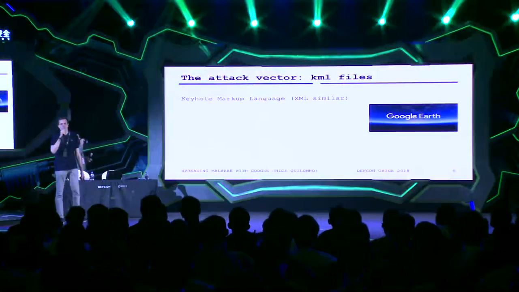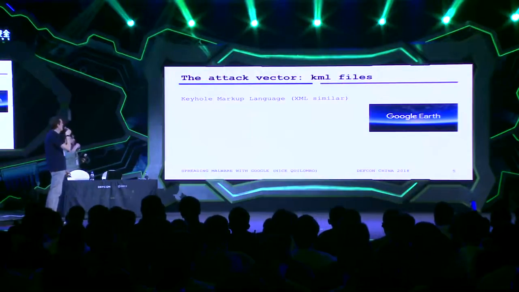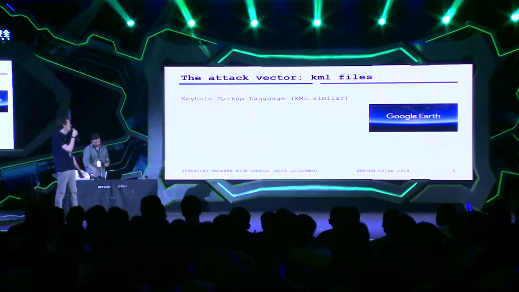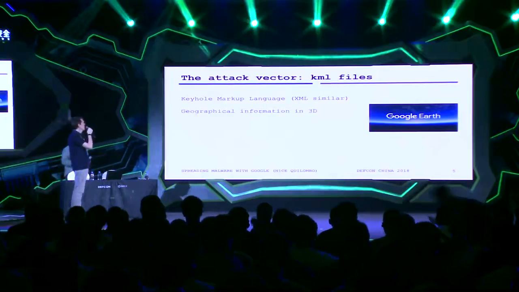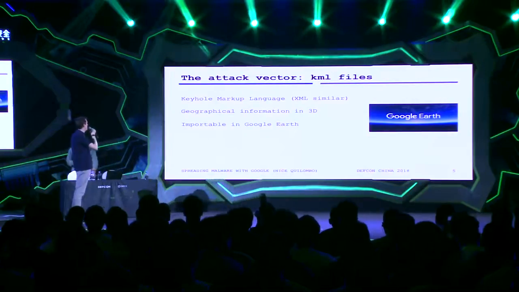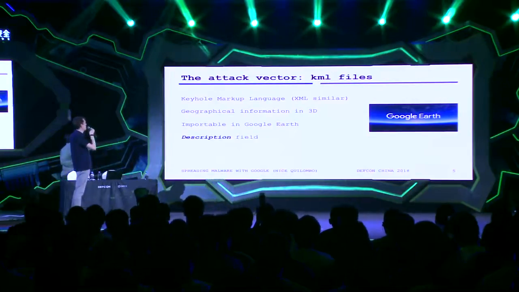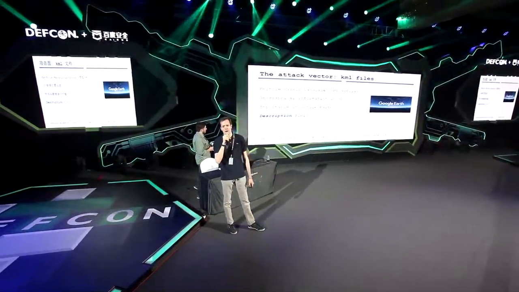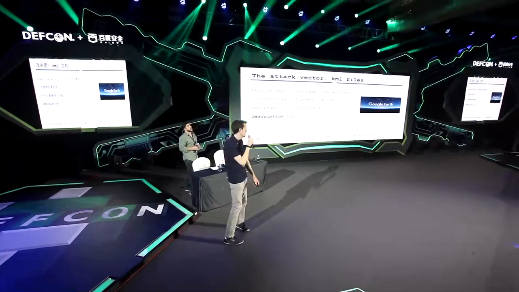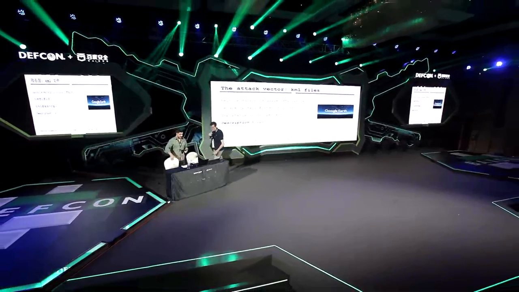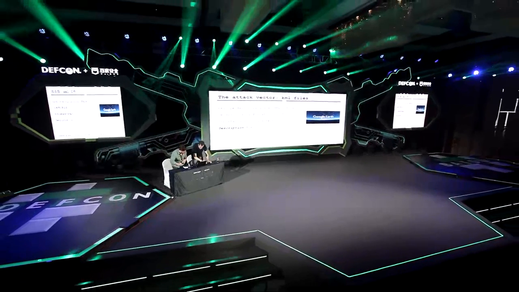What is a KML file? Well, it's a file with a format very similar to XML, with geographical information inside. This is the kind of file importable in Google Earth. We are going to work with the description field of the KML file. Well, we are going to show an example of a file.